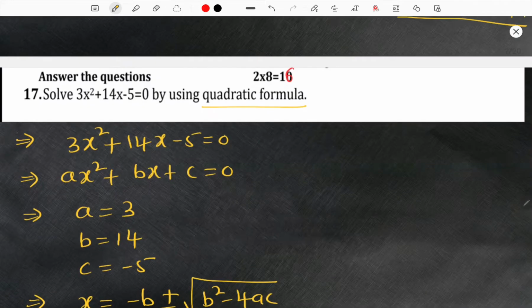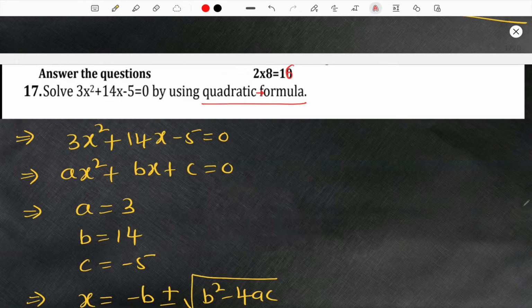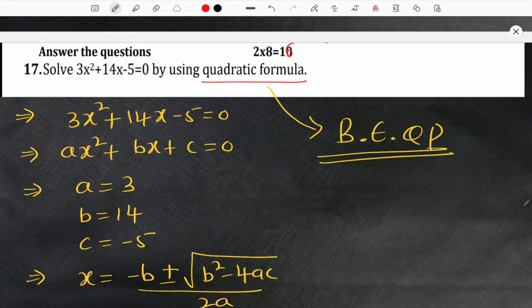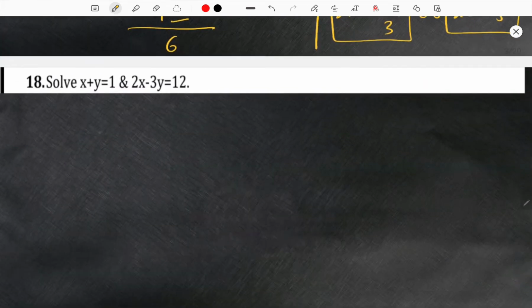This kind of question is very common. Make sure that you learn this quadratic formula question. This is getting repeated, and I guarantee you in the board exam question paper, this is a 100% sure short question. Moving forward to the next question.